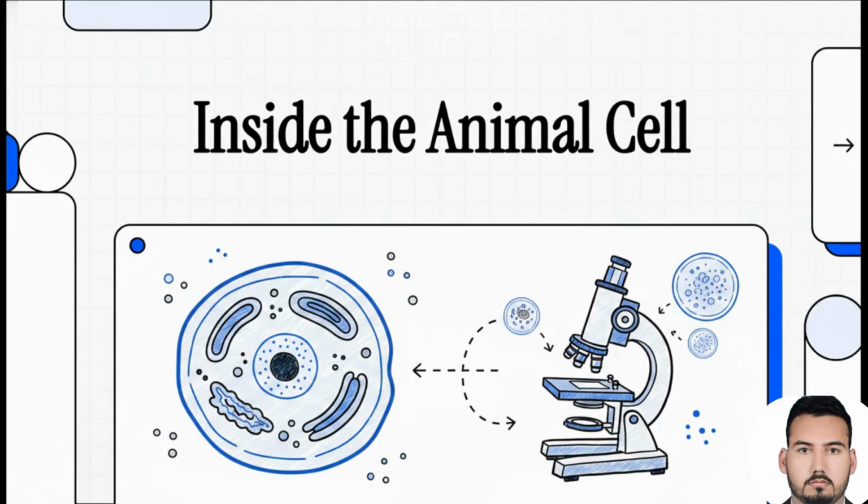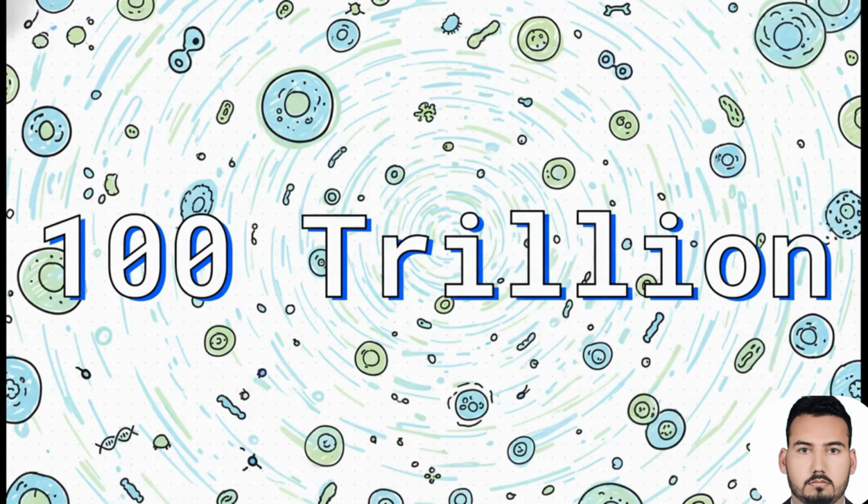Let's get into it. To put our topic into perspective right out of the gate, take a look at this number. 100 trillion. That is the estimated number of microscopic cells making up your own body right now. It's an almost unfathomable scale, honestly. But every single one of those tiny, squishy units is working together 24/7 to keep you alive, functioning, and learning.